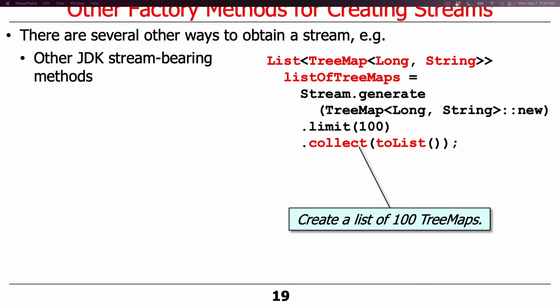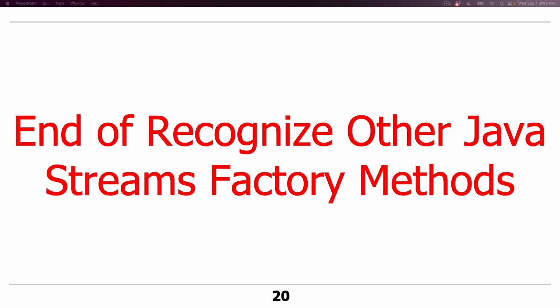Now, why would you want 100 tree maps? Well, that's a very good question. And again, I use this stuff frequently for various kinds of testing purposes. But that's another example of generating streams. So that's the end of the overview of other stream factory methods. There are, believe it or not, even more of them, but we're going to get lost in the weeds if we continue down this rabbit hole for too long. So these are just some things to be aware of.